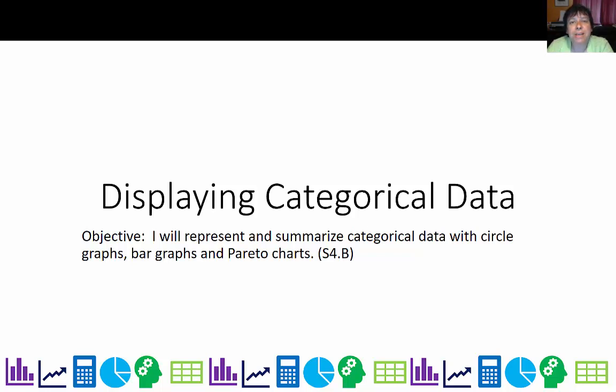Now we're going to talk about displaying categorical data, and there are some different ways to do that: circle graphs, also known as pie charts, bar graphs, and Pareto charts.